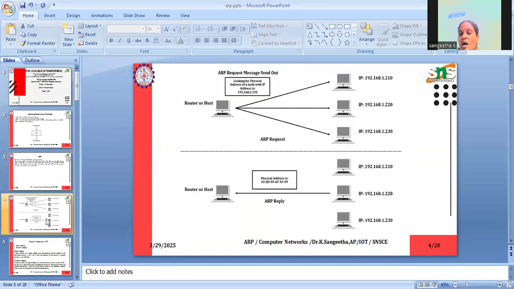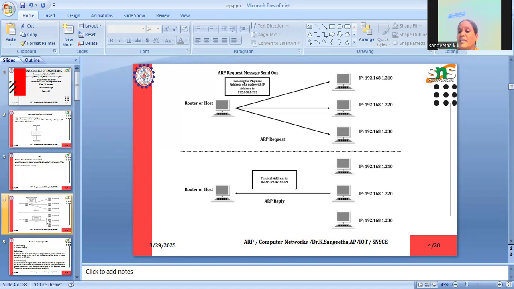So how does it work? If a particular host or router wants to know the physical address of a particular IP, it broadcasts a message to all other nodes of the network. The request message says, I'm looking for the physical address for the corresponding IP address. Likewise, the message is broadcast to the connected devices in the network.